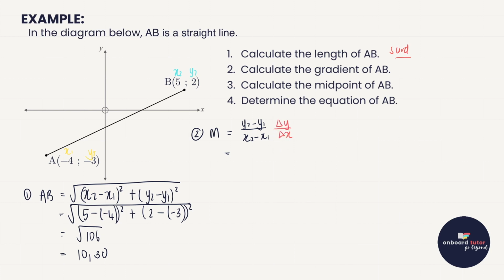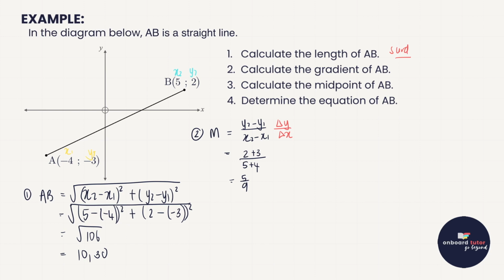Okay, y2, we've already labeled our points, so 2 minus 3. I like to just do that double minus and straight into a plus, over 5 minus 4. Okay, so that gives us 5 over 9, and that is going to be the gradient in its simplest form.